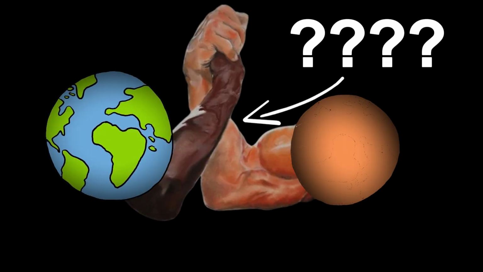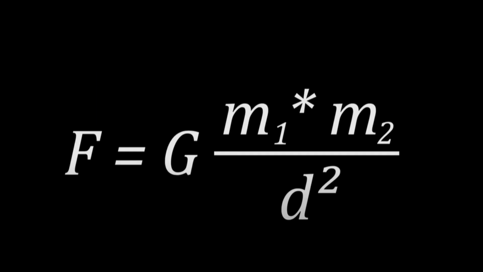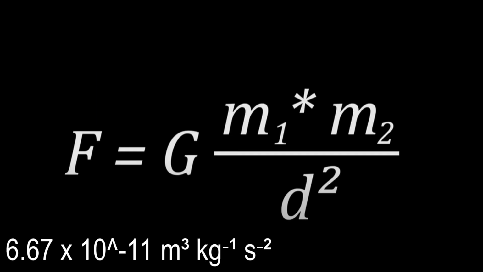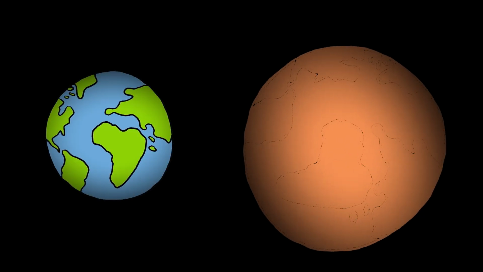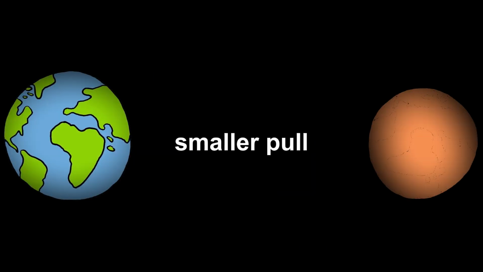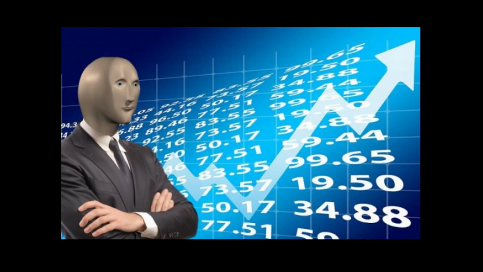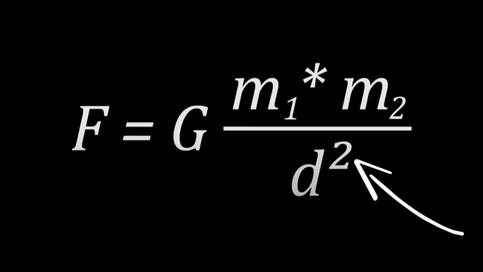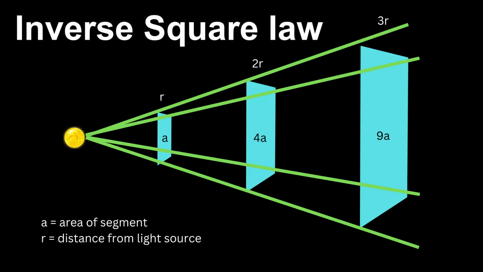In other words, how much two bodies pull on each other, given their mass and distance, times a constant. Bigger mass? Bigger pull. Bigger distance? Smaller pull. You see, as the distance increases, the force gets smaller by the square. That, my friends, is the inverse square law.